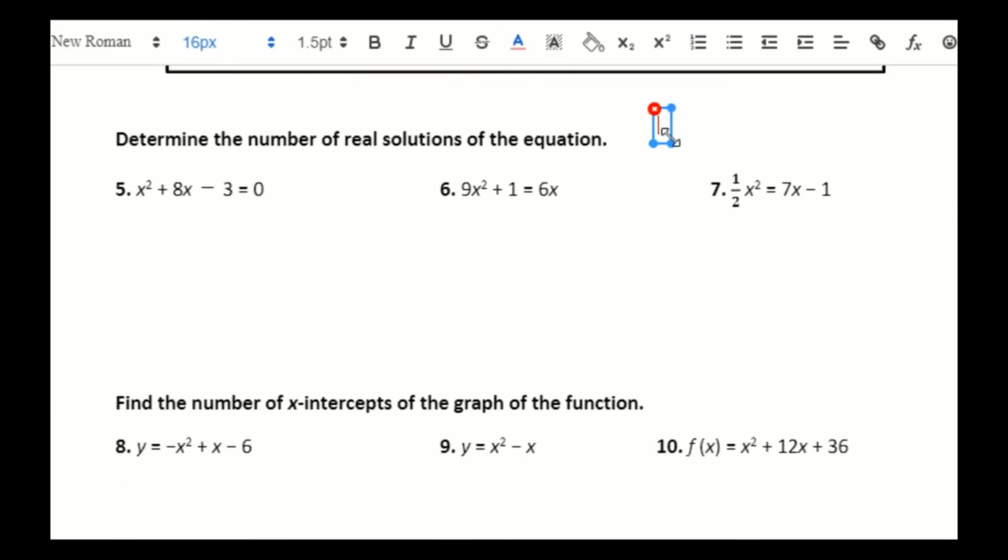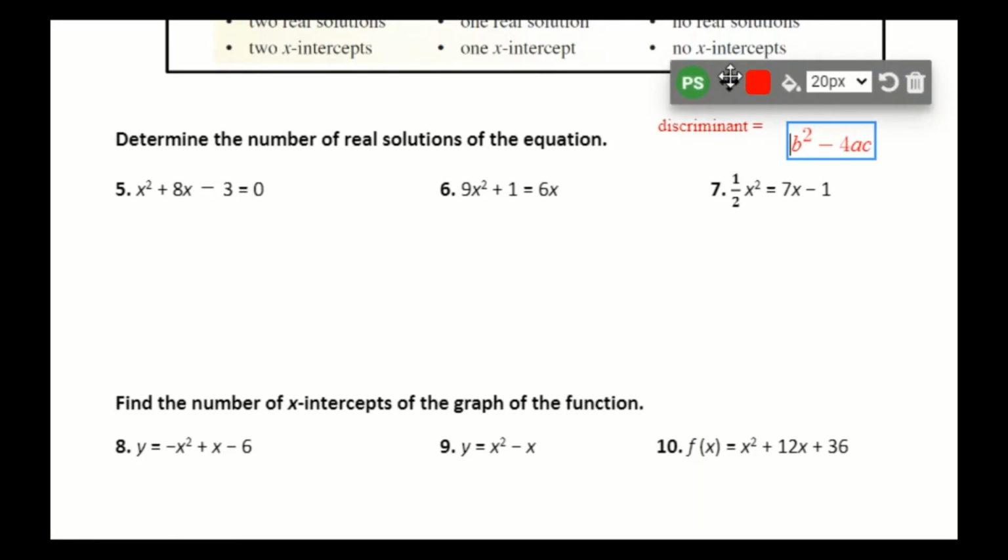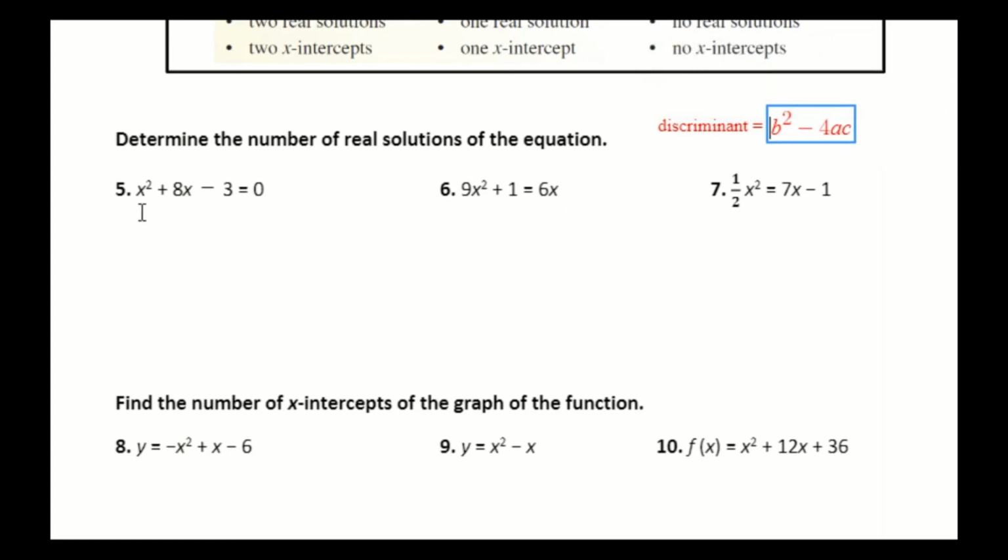So let me type that: the discriminant is b squared minus 4ac. It's that stuff underneath the radical. So we're just going to compute this and decide, hey, is it positive, negative, or 0? Let's make sure that our equations are in standard form. We'll do that first, and then we'll identify a, b, and c, and then we'll answer our question.